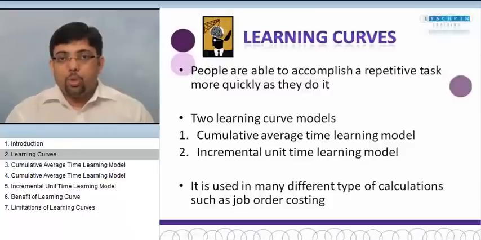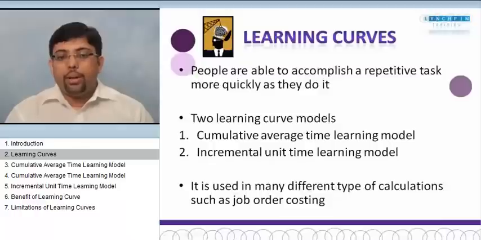That's a learning curve. So the learning curve is available in those scenarios which have heavy labor-intensive jobs. People are able to accomplish a repetitive task more quickly as they do it. So the more you do the repetitive task, the more the learning will happen, and the more the improvement in that learning process, reducing the cost.